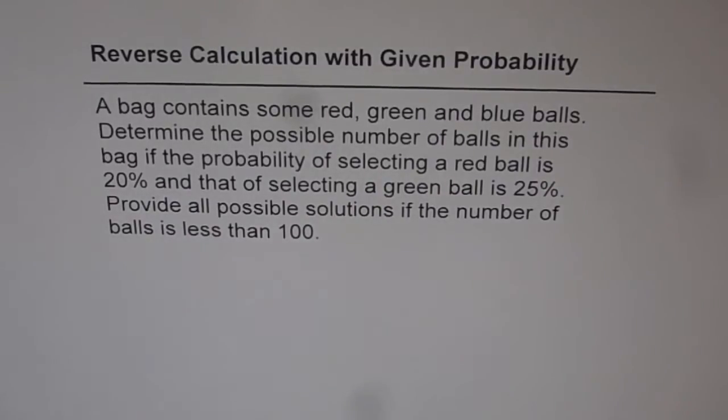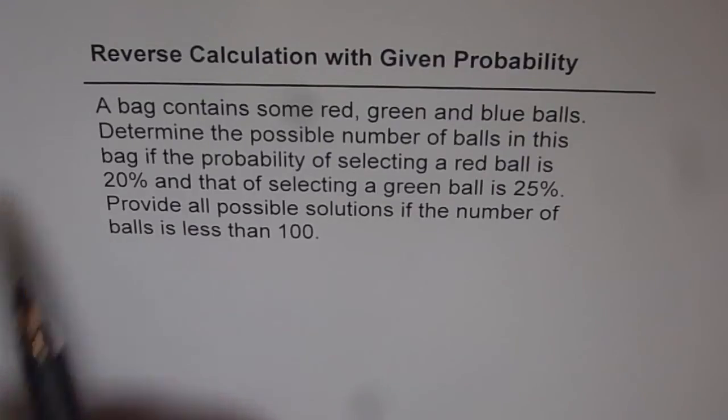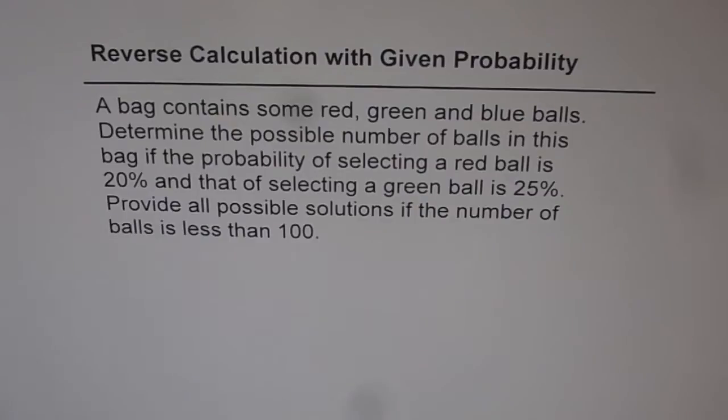Reverse calculation with given probability. So now we'll go backwards, right? We'll work out backwards and find the situation for which the probability is given to us. Question is, a bag contains some red, green and blue balls.